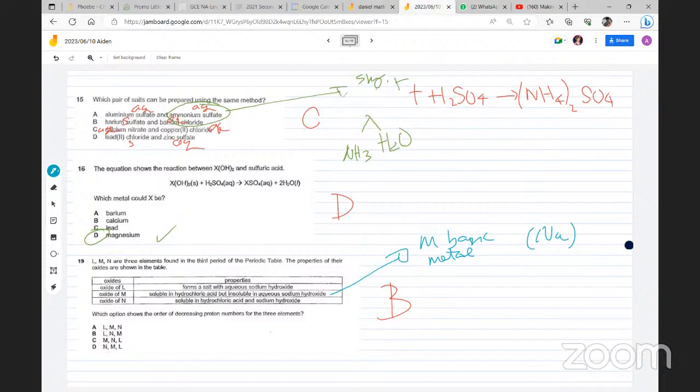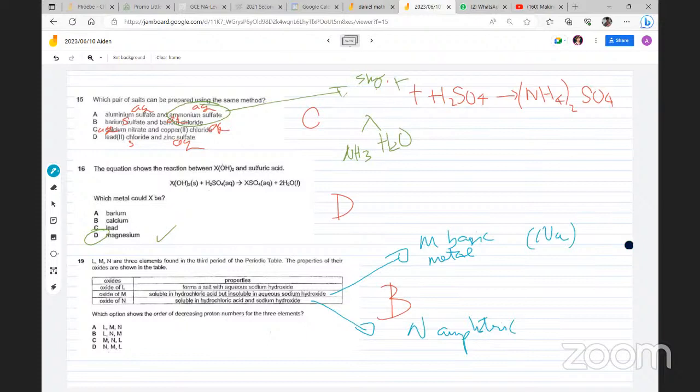So all basics are metal. All metal oxides are basic except for 3 amphoterics. Remember, we talked about it, which is N is amphoteric. N is the amphoteric. It's reacting with acid and base. Amphoteric.